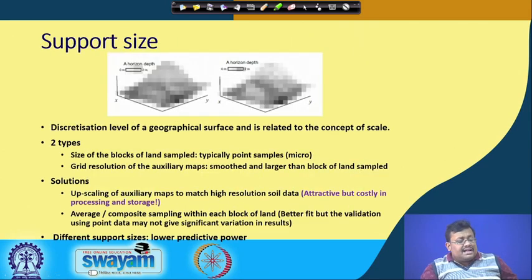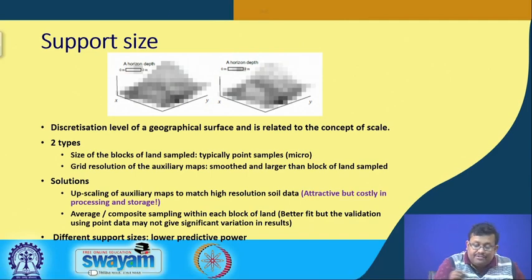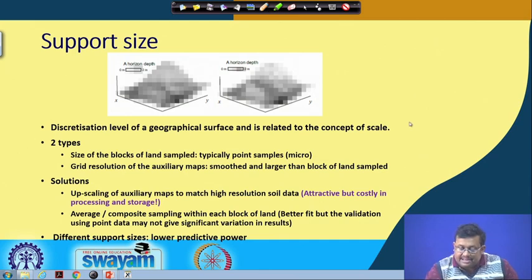Support size basically shows the discretization level of a geographic surface, and it is related to the concept of scale. It is basically of two types. For example, the size of the block of the sample, which is typically a point sample or micro, and the second one is the grid resolution of the auxiliary maps, that is smooth and larger than the block of land sampled. So, let me draw and give you a better example.